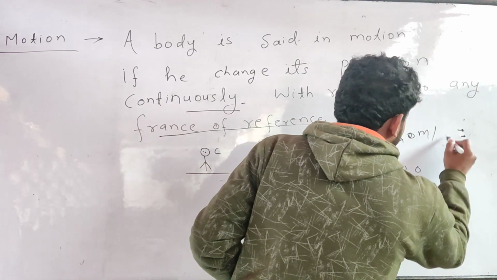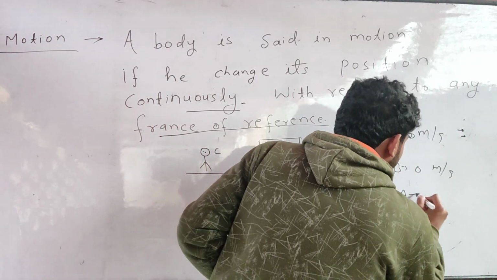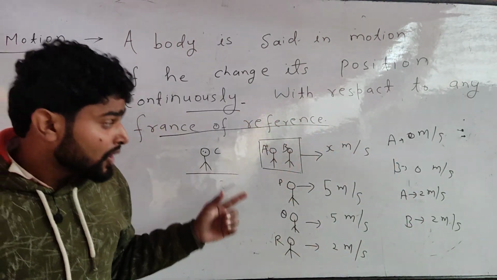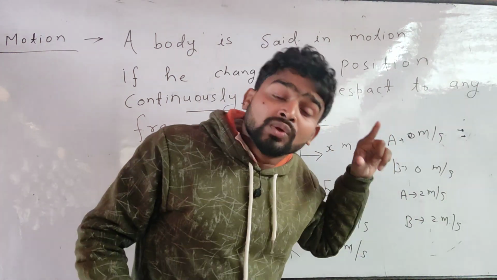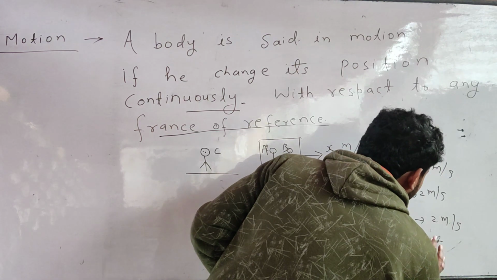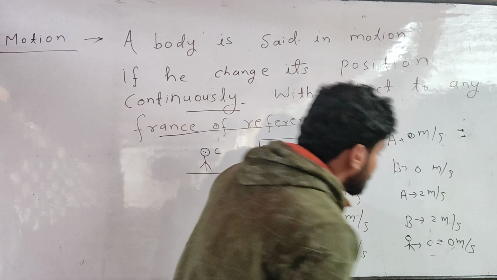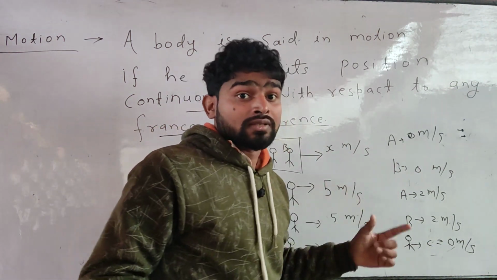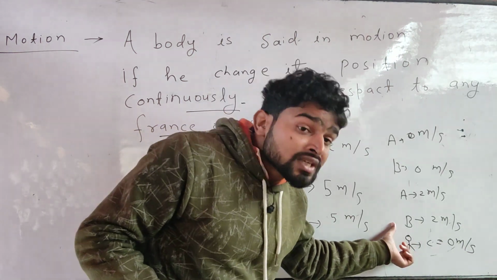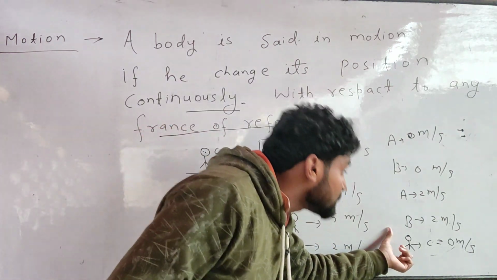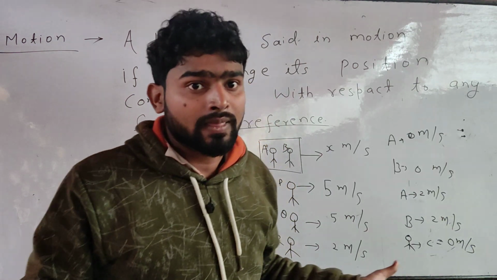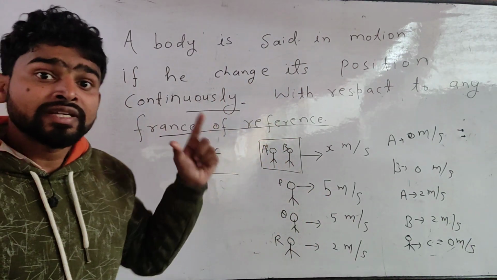But if the speed of A and B is 2 meter per second, still both are at rest with respect to each other, because the position of A and B is not changing with respect to each other. But when you observe C, whose speed is 0, then B and A both will be in motion with respect to C, because their position will change with respect to C. And C will also be in motion with respect to B, because the position of C will change when you observe from the frame of reference of B. It means rest is also a relative term. It depends upon the frame of reference.